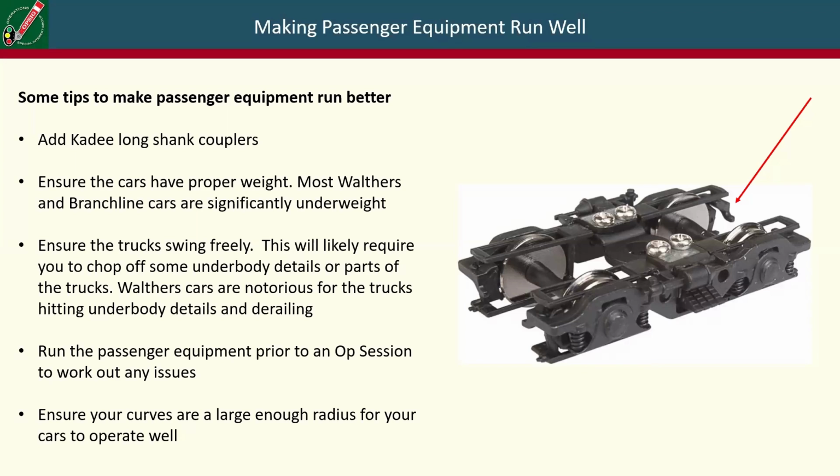So the arrow I have, I don't know what the technical name of that part is, but I found a lot of the Walthers trucks, that part, the 2 parts that go in the middle will hit things. So I had to chop all my Walthers trucks, I chopped those off. And once I did that, then the trucks would turn freely and not hit anything and not derail. Then below that is this one huge issue.